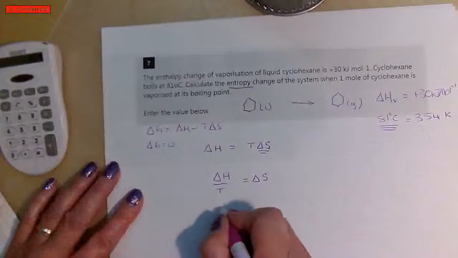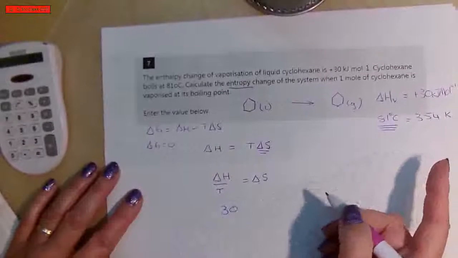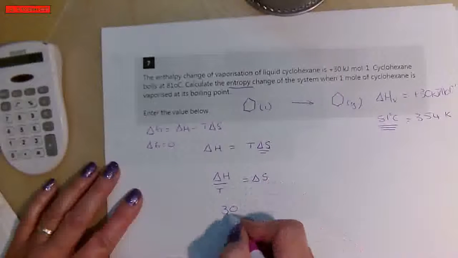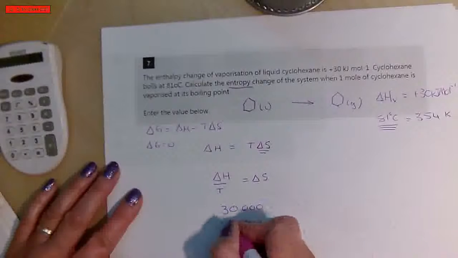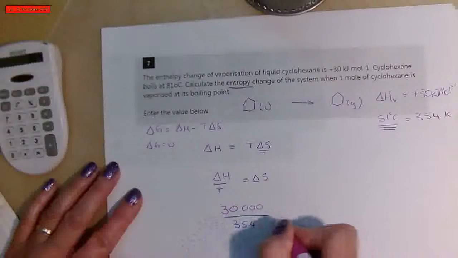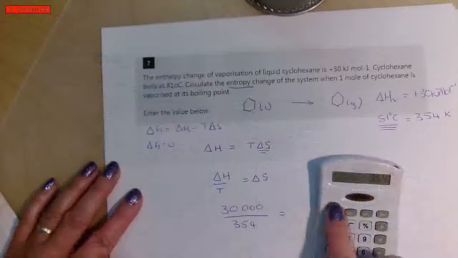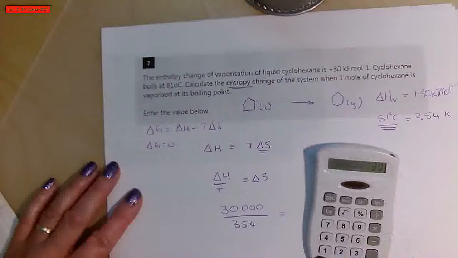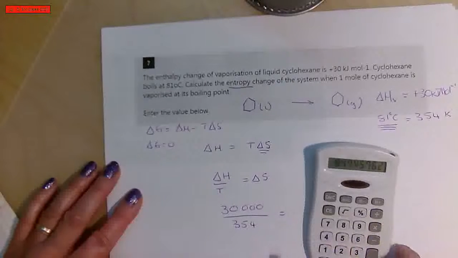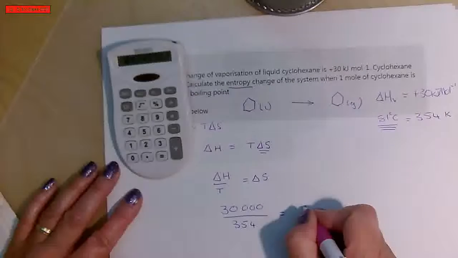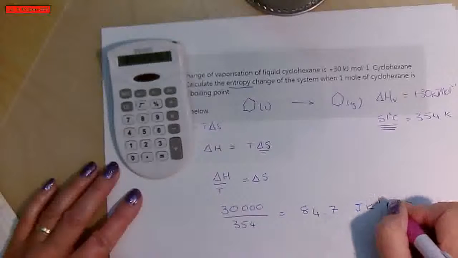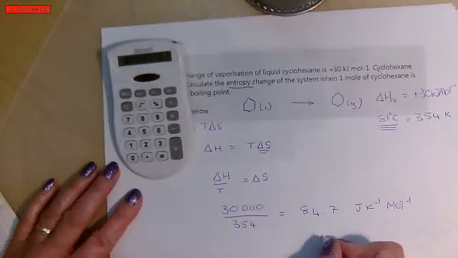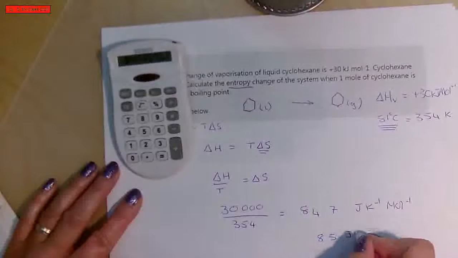So it's 30 kilojoules, but we know entropy's in joules, so I'm going to change this to joules. 30,000 joules divided by 354 equals, and so I'll get my little calculator here. 30,000 divided by 354 equals 84.7 joules per Kelvin per mole, and you could round that up to 85 joules per Kelvin per mole.